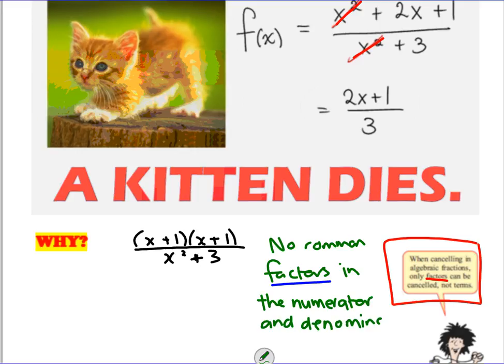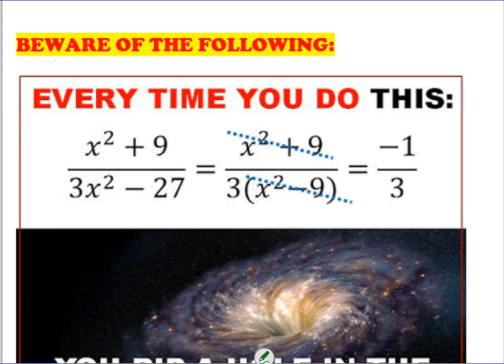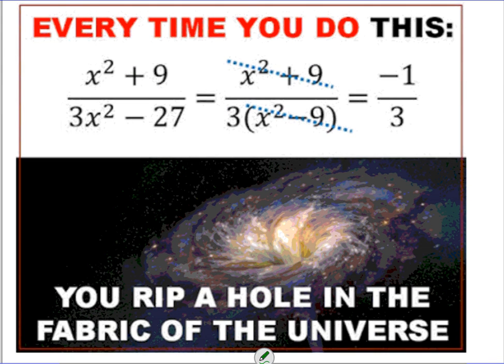You might have seen the meme above before, and that's why they say a kitten dies every time you try to cancel down a term as opposed to cancel down a factor in an algebraic fraction. So let's go on to the next one. Again, I'm going to try to rip through these for you so we can get through the notes quickly.